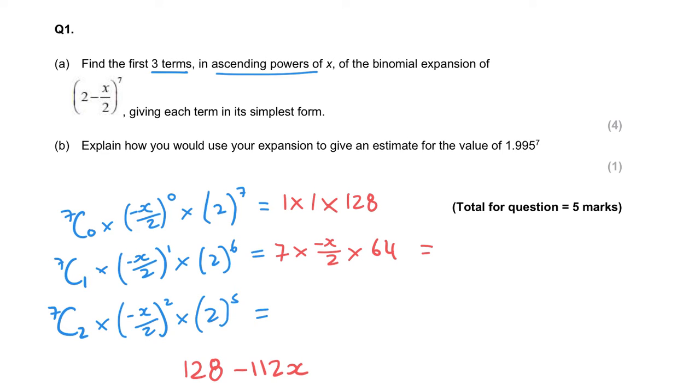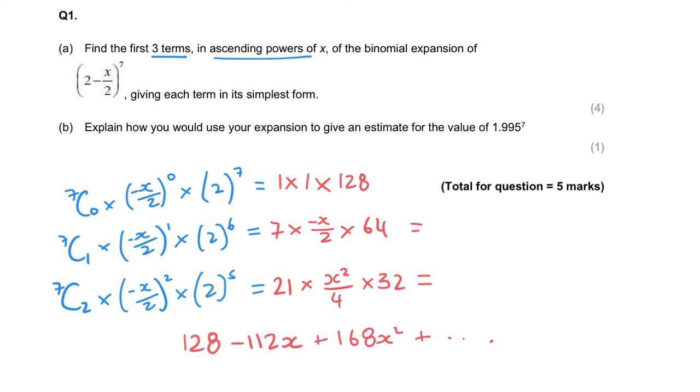7C2 is 21, multiplied by, now this is going to give us x squared over 4, because we're squaring the whole of minus x over 2 squared. And then 2 to the power of 5 is 32. 21 times 32 divided by 4. So we're going to get plus 168x squared plus ... We've now found the first 3 terms. And as you can see, 4-mark question, it's taken 2 minutes.